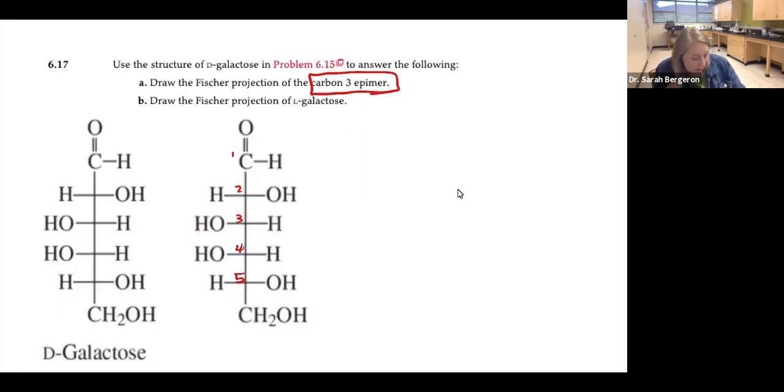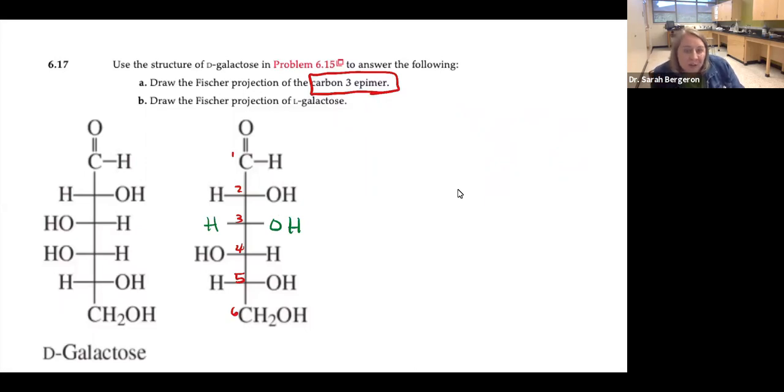So I'm going to go ahead and erase my sides on my third chiral carbon, and I'm going to replace them. I'm going to just flip-flop them, right? So that we now have H and we have OH. Okay, so that is our carbon-3 epimer.